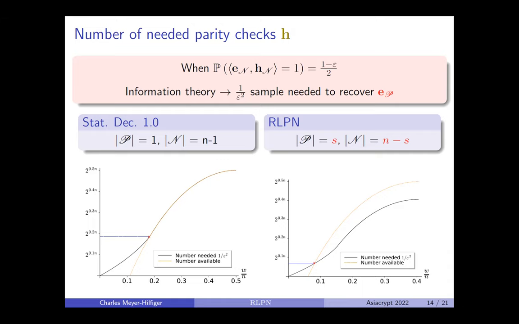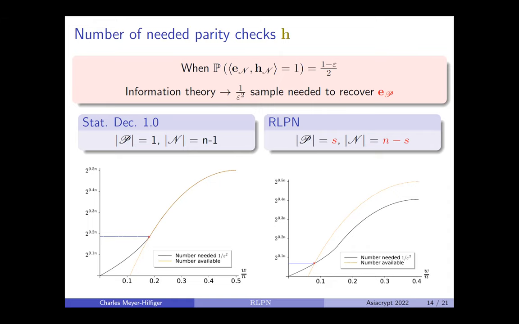So in statistical decoding 1.0, we take P of size 1, and I recall here the graph that plots the number of needed parity checks and the number of available parity checks as a function of W. And W is the weight of H. And here you can see that you need 2 to the power of 0.2 N parity checks.